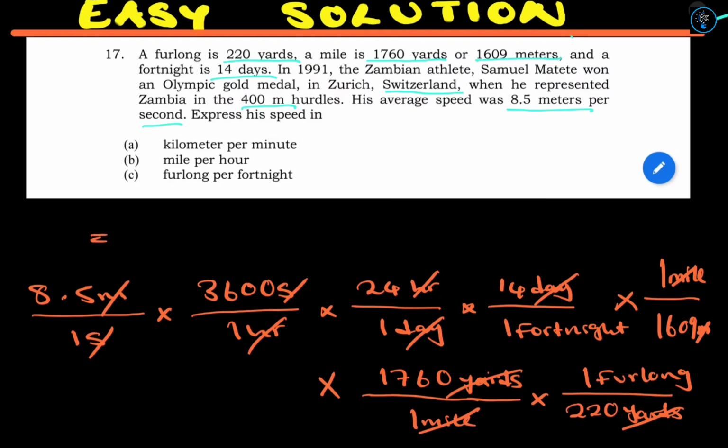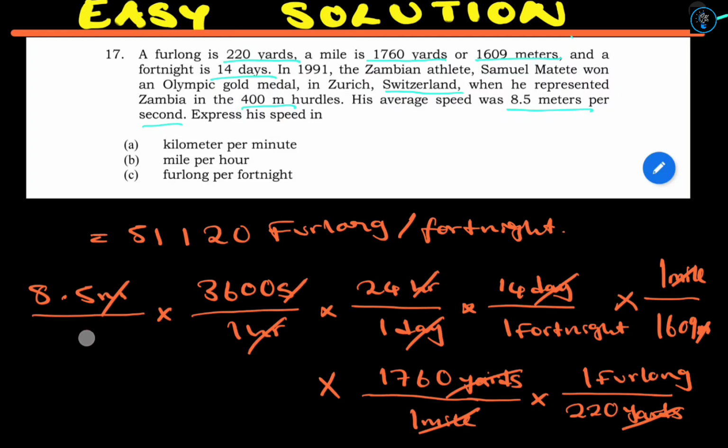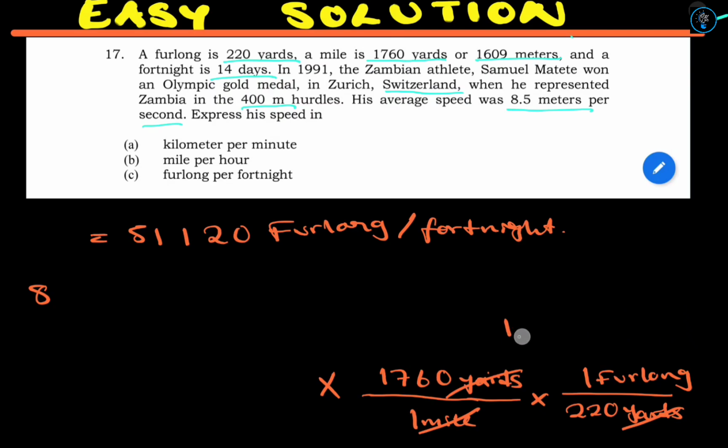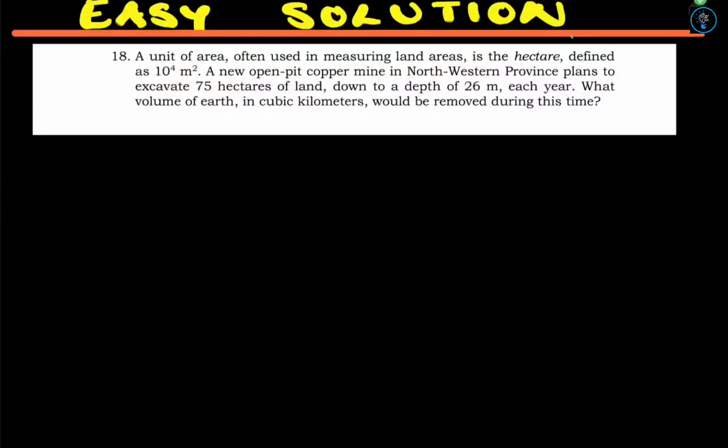It's just a matter of you now punching that into your calculator. So when you punch it into your calculator, you're going to get 51,120 furlong per fortnight. Okay, so that's how you go about this question, and that's how you do your conversions. Okay, we are done for question 17. Let's jump to question 18.